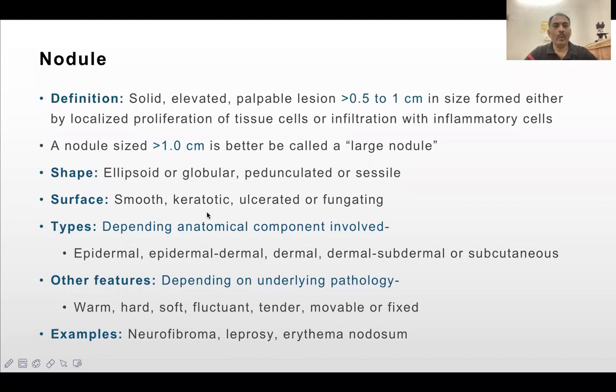A nodule of more than 1 centimeter in size is better called a large nodule. The shape can be anything from ellipsoid to globular or pedunculated or sessile. The surface can be smooth, keratotic, ulcerated, or fungating. The nodules, depending upon the depth of involvement, can be epidermal, dermal, subdermal, or a subcutaneous nodule.